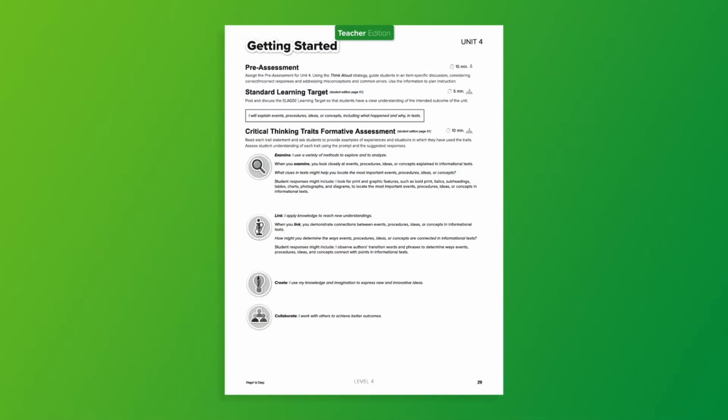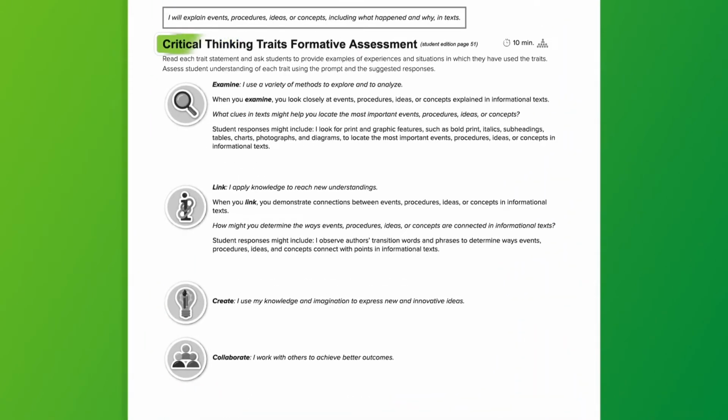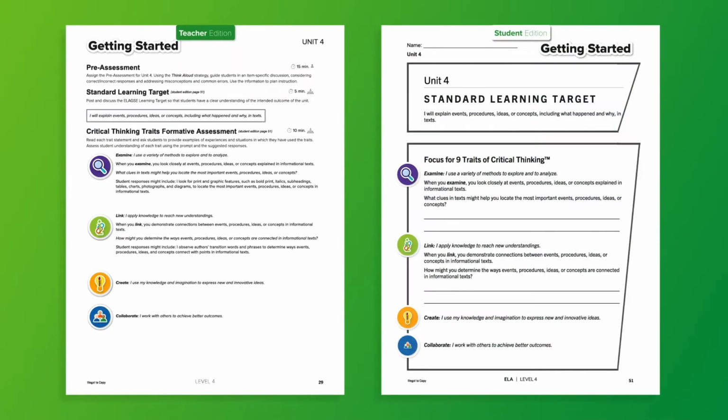Mentoring Minds has identified 9 traits that cultivate high-quality thinkers. When students think deeply about what they're learning and the processes behind it, they're remembering longer and mastering stronger. Each unit supports the development of the 9 traits of critical thinking. It also supports mastery of the expected learning outcomes.